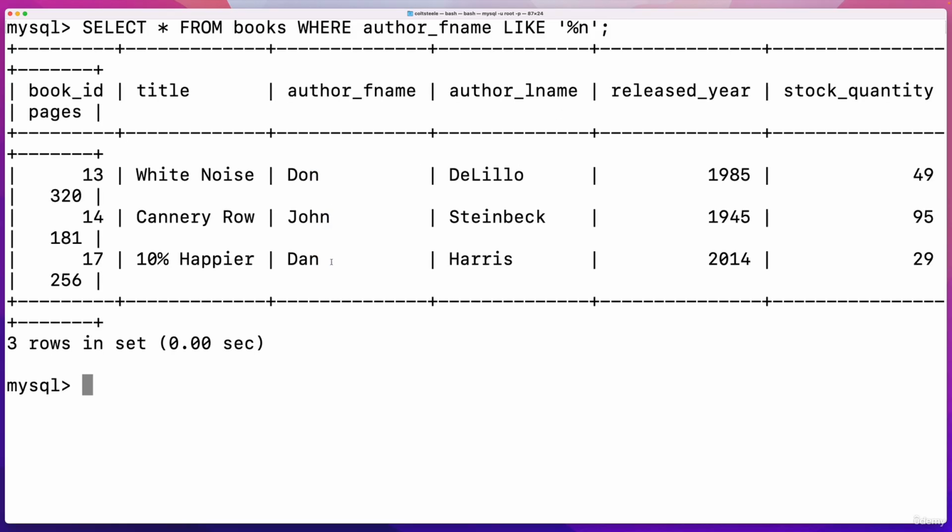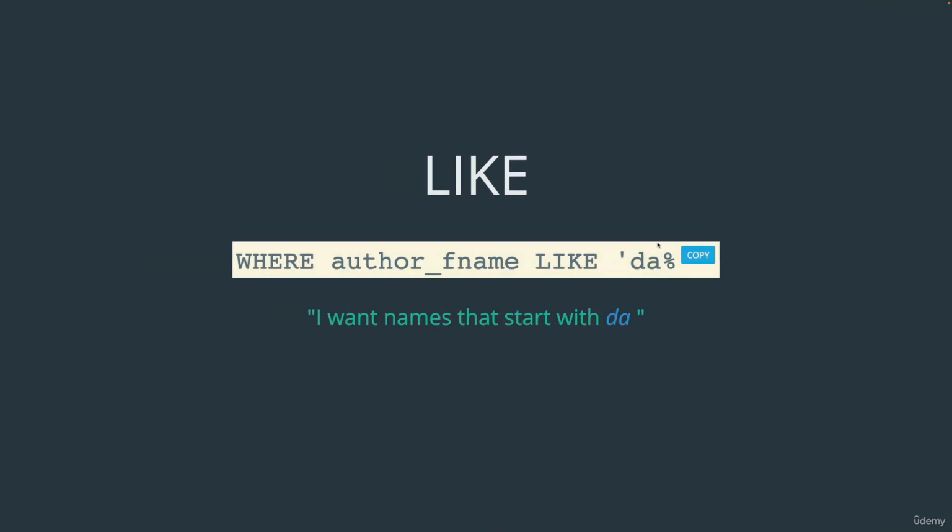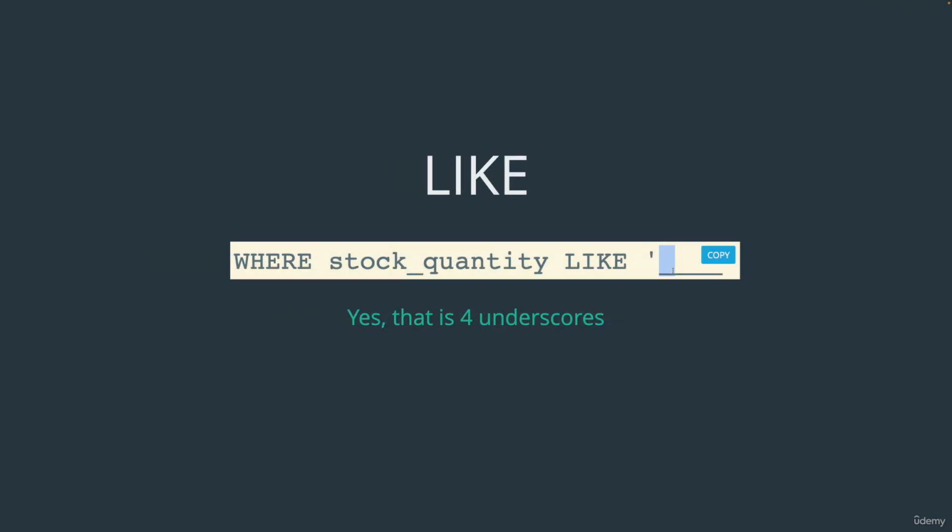And that's pretty much it for this video. Like is powerful. It's not fully powerful like if you know regular expressions or something, but it still offers a lot of nice searching features thanks to those wildcard characters. Remember, a percent sign means anything, 0 or more characters, and then a single underscore means exactly 1 character.